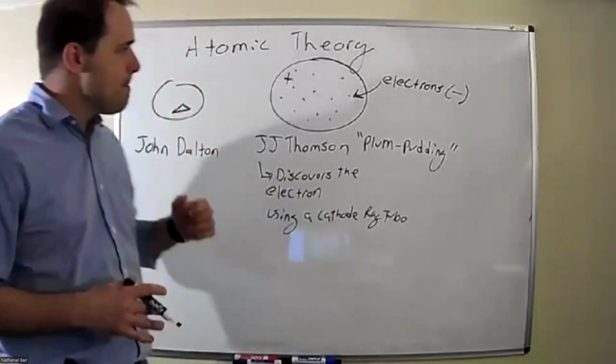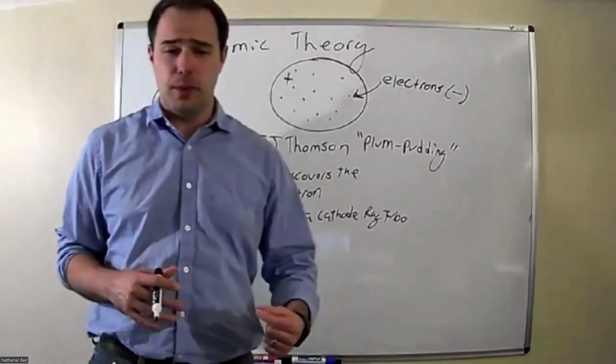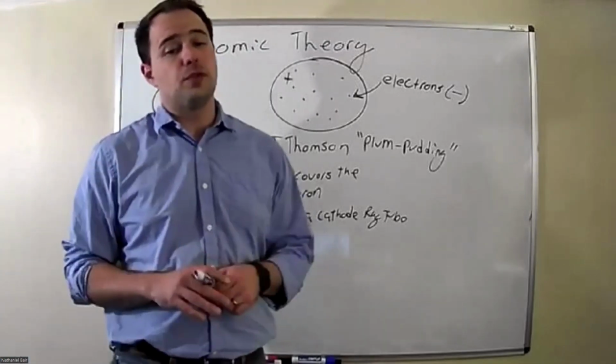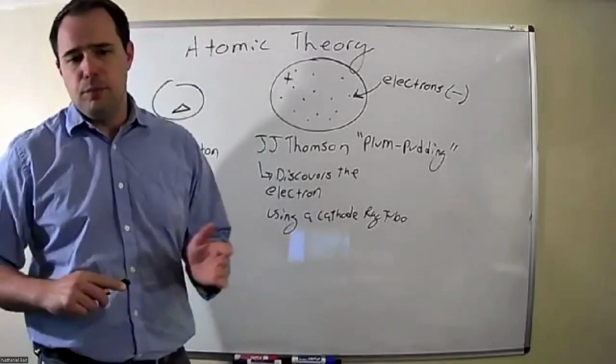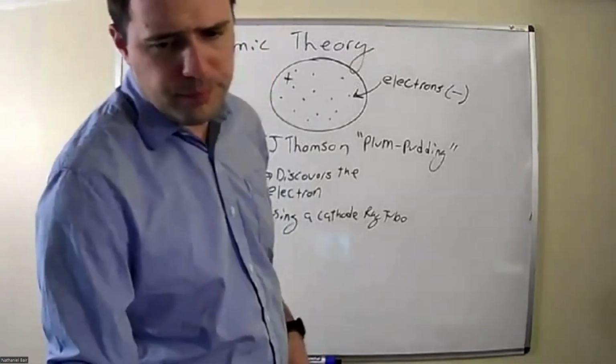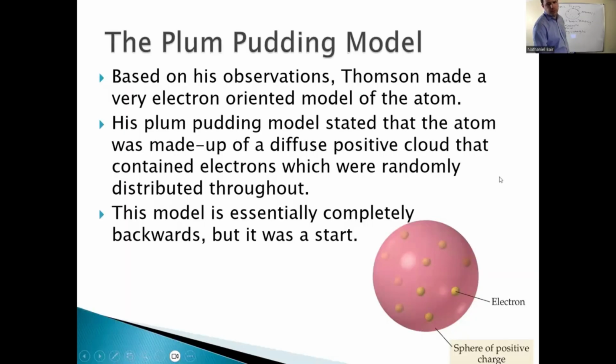And the person who disproves the plum pudding model, he's one of the most important scientists that there is. His name is Ernest Rutherford. Big, big, big deal. Let's talk about him. So there's our plum pudding model.